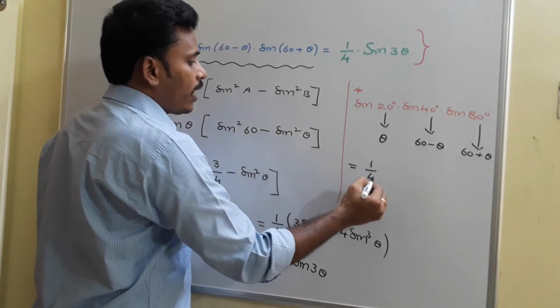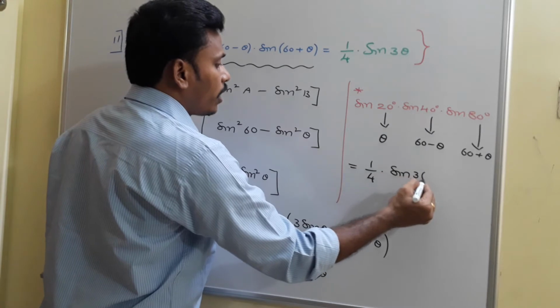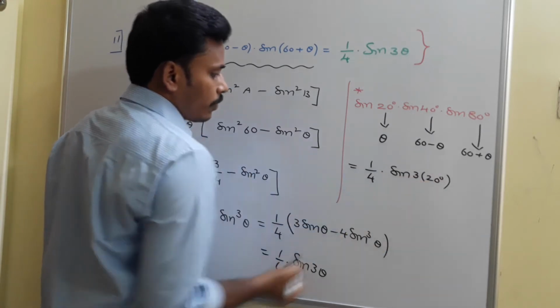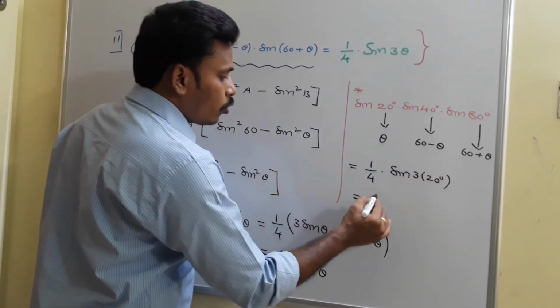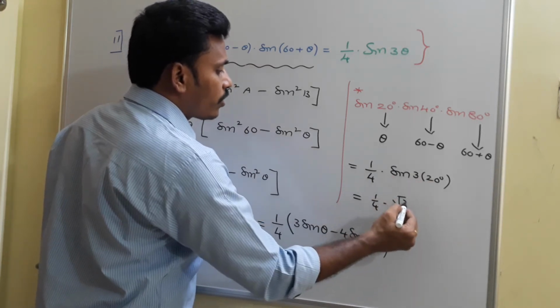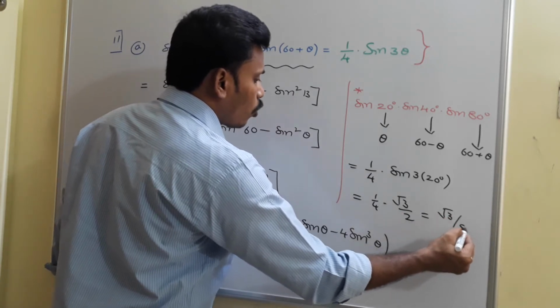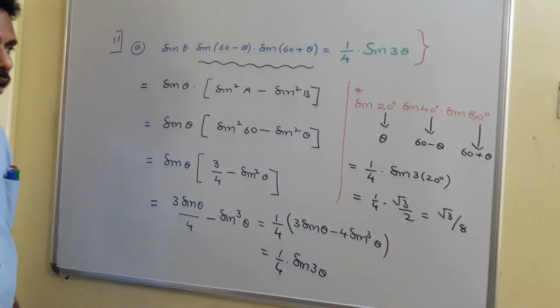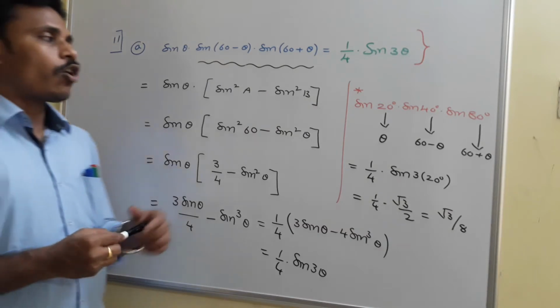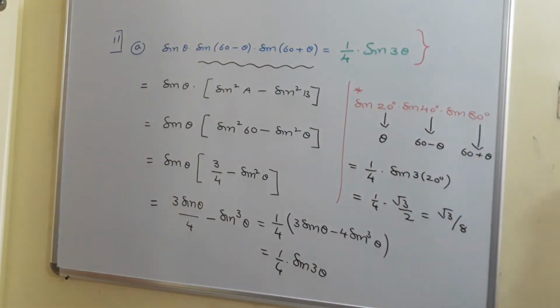So now I can rewrite this result as 1 by 4 sin 3 theta, with theta as 20 degrees. That is equal to 1 by 4 into sin of 3 into 20, which is 60. Sin 60 is again root 3 by 2, and at the end your answer is root 3 by 8. Is it right? Individually we can't find the values, but as a product, the product value is root 3 by 8.